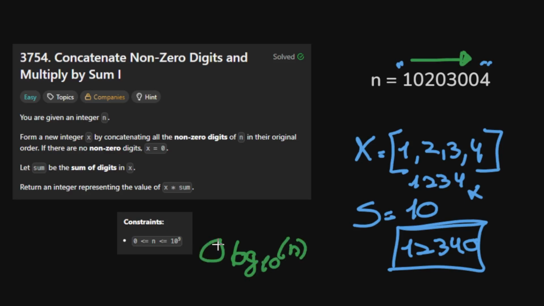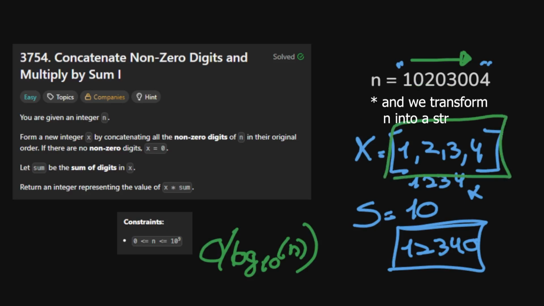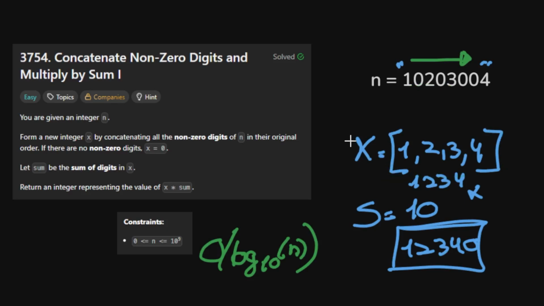Now the amount of digits here is log base 10 of n, which means that overall time complexity is big O of this. And here n is a relatively small number, it's 10 to the power of 9. This means that we can have 10 digits as a maximum, so we can handle this. And space complexity is the same because we are using an array to build x. With this in mind, let's go with the code.